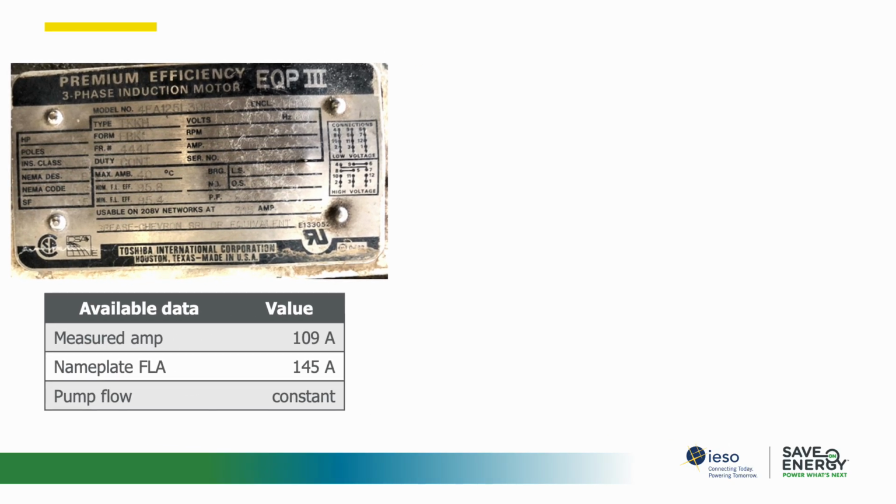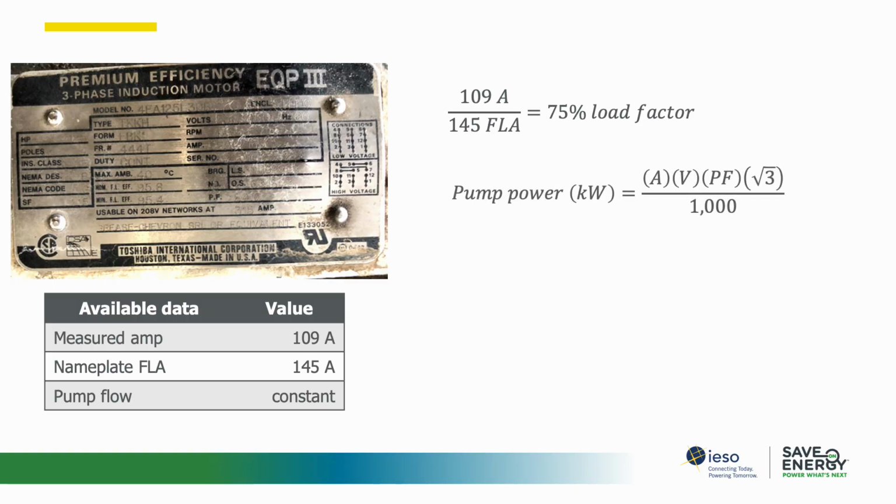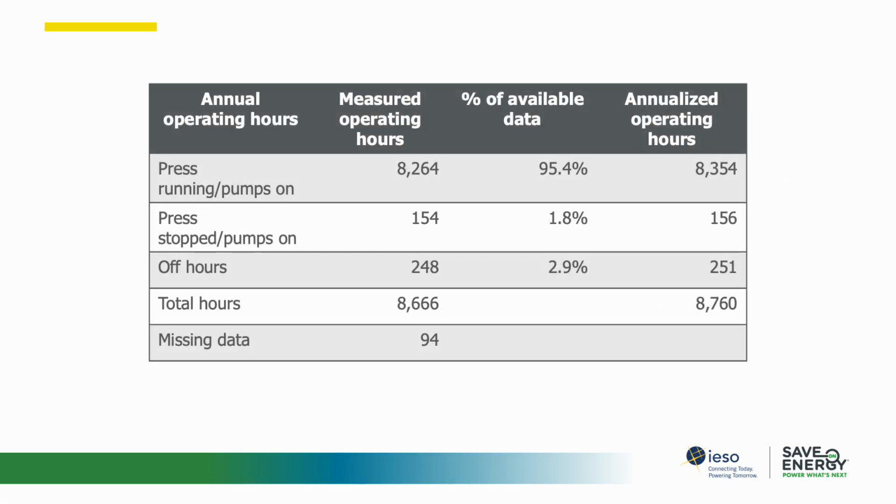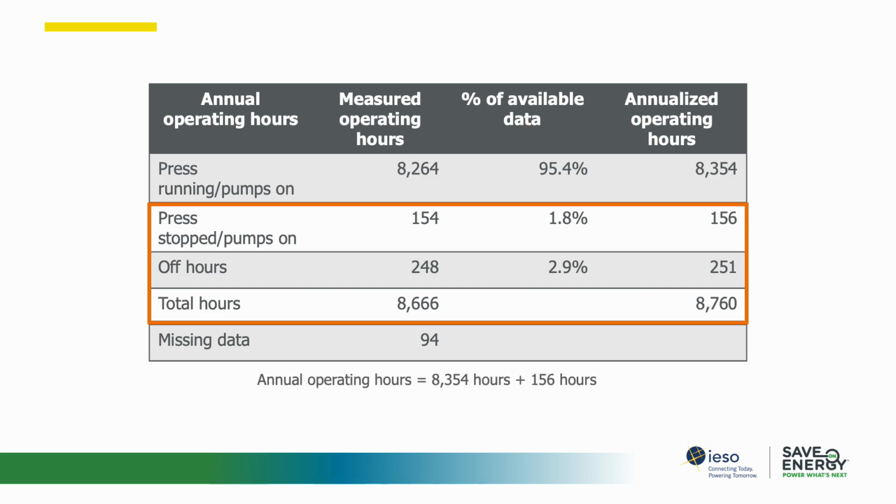Checking the motor nameplate data, we see that the amperage measurements are 75% of the rated full load amps. We can use the nameplate voltage and power factor to estimate the baseline power without any adjustments. There are no logged data for the pump motor, but we can develop an accurate estimate of annual runtime from operational data, including 12 months of valve positions, oil temperatures, and press speed.